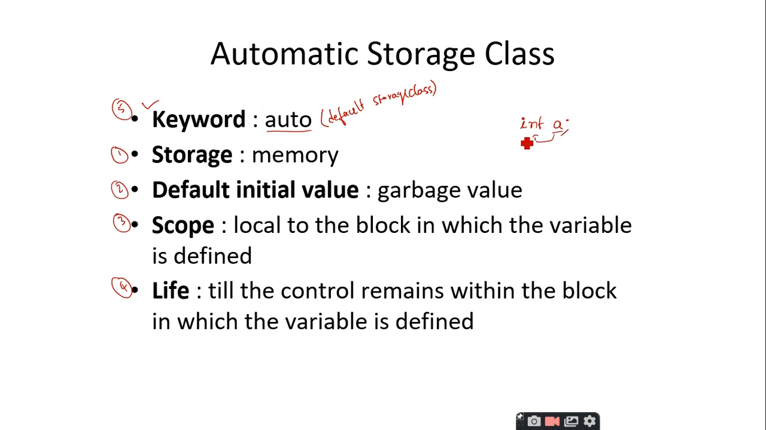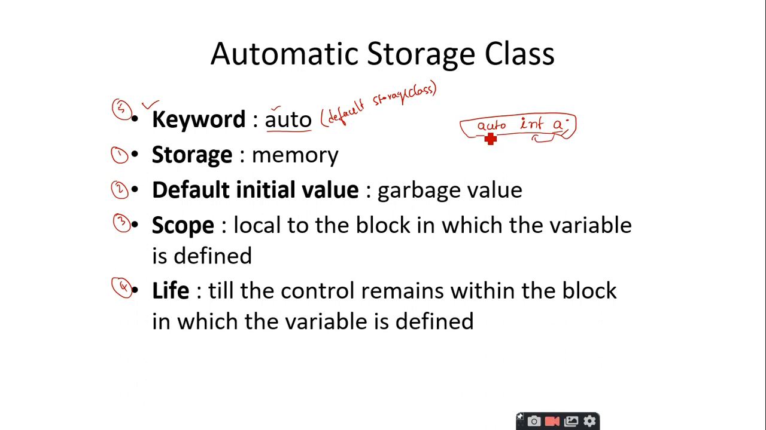But when I want to make it an automatic variable, I have to use the keyword auto, which is to be preceded before the declaration of this variable. So I precede it with auto. I want to declare an automatic variable in this particular syntax: auto followed by int followed by a, which is the identifier. And I say that this is the default storage class.